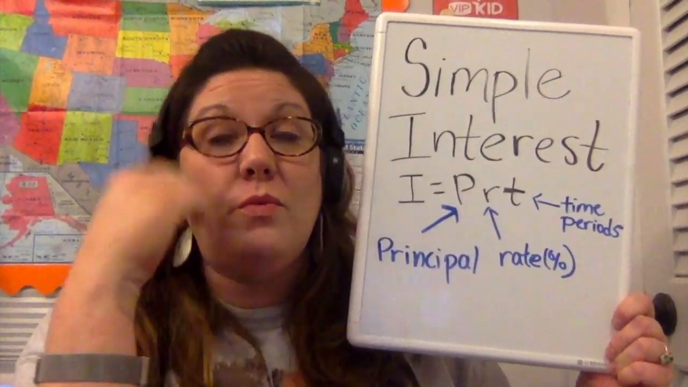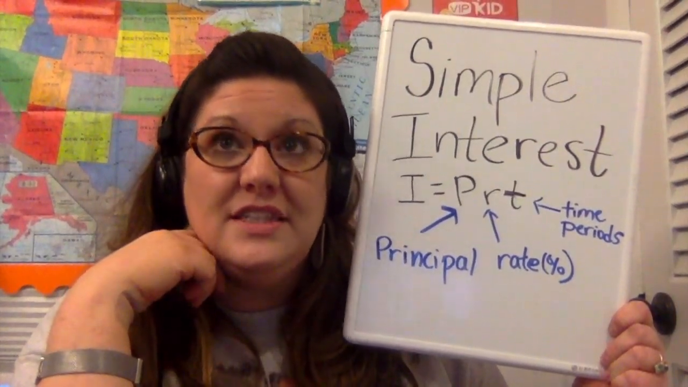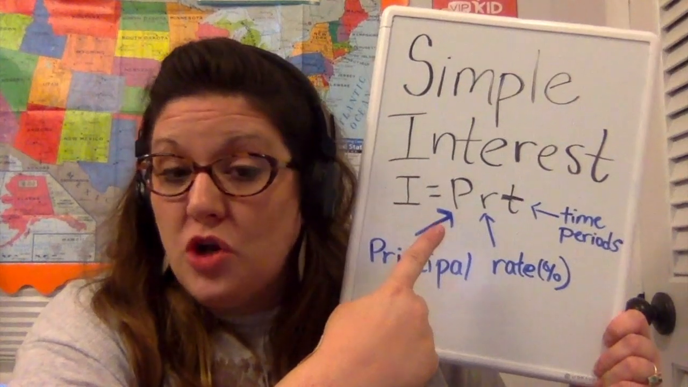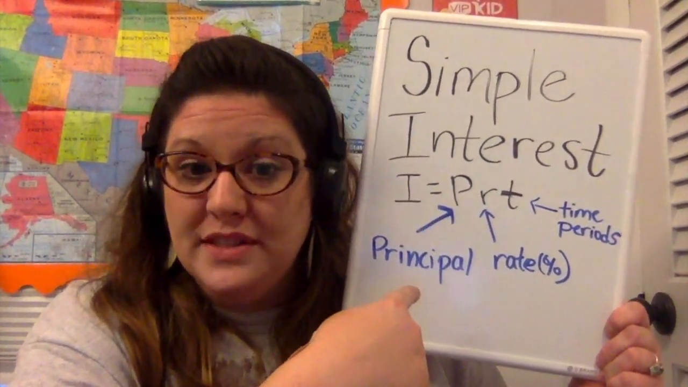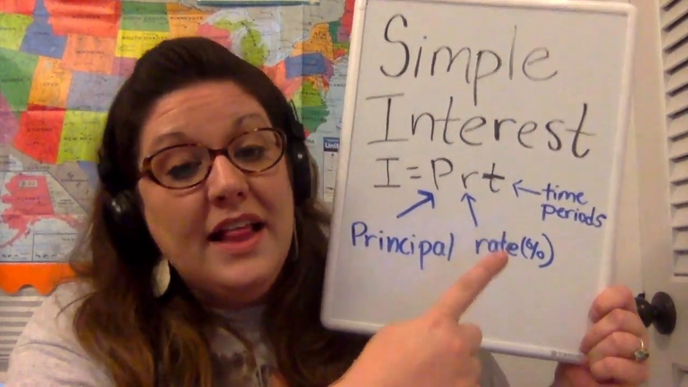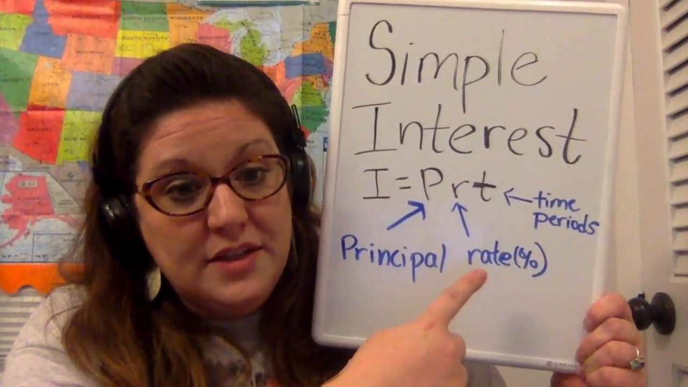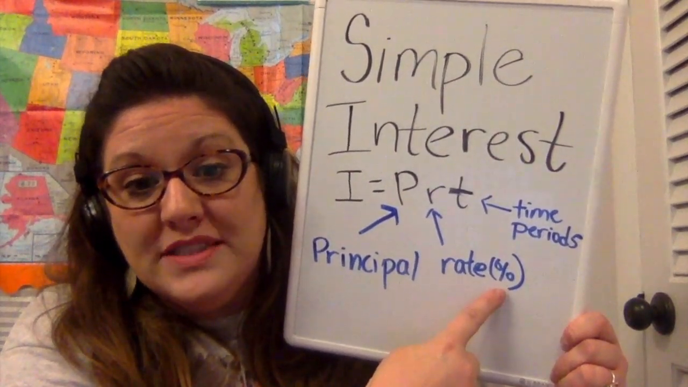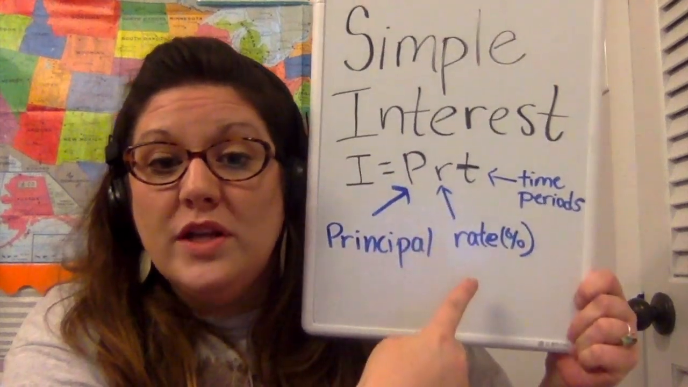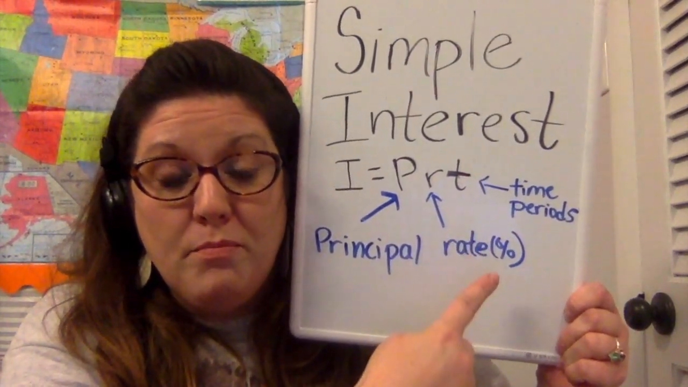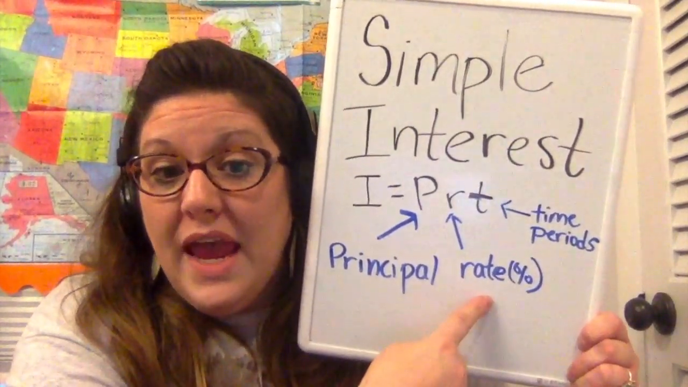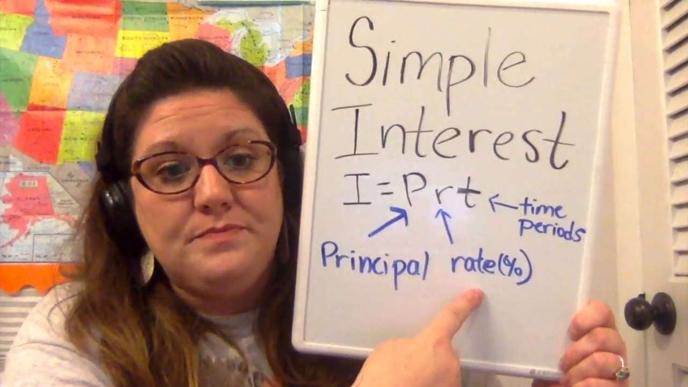So let's say that we're going to calculate the simple interest for a savings account in a bank. The amount of money that you start with in the account is the principal. R stands for the rate. This is the interest rate. It's given to us as a percentage. When we put our interest rate into this formula, we do need to convert from a percent to a decimal. So we use the decimal form in the formula of our interest rate.